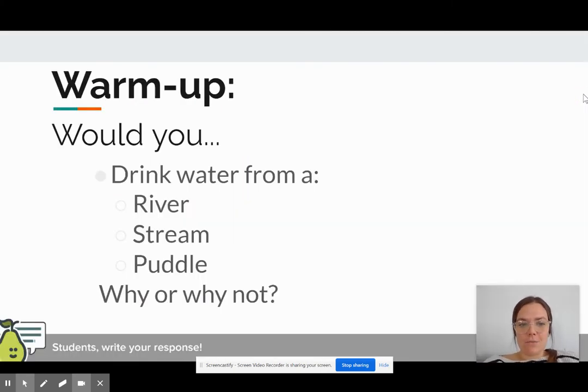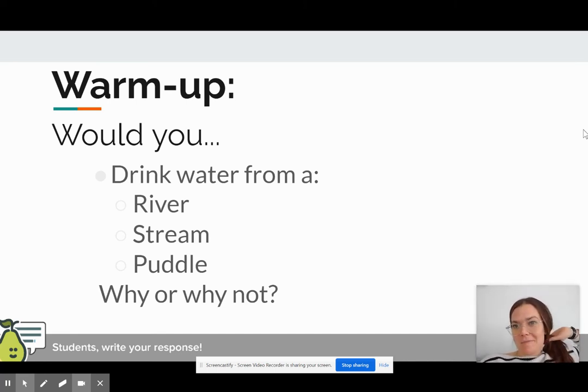All right, so your warm up. Would you drink water from a river, stream, or puddle? Why or why not? It's interesting to think about this question because ultimately what you do drink does come from a river or a stream. It doesn't usually come from a puddle.